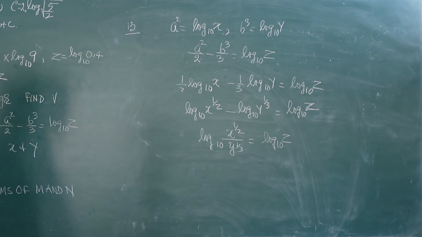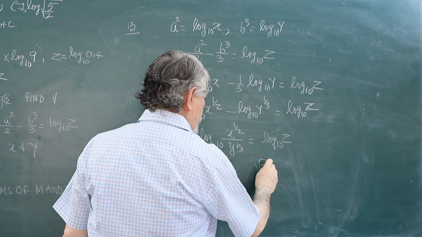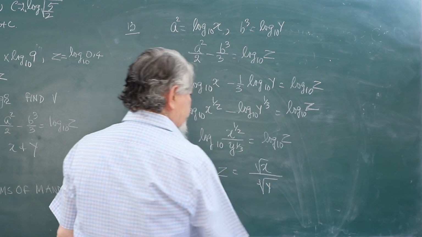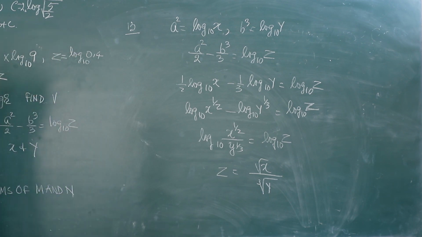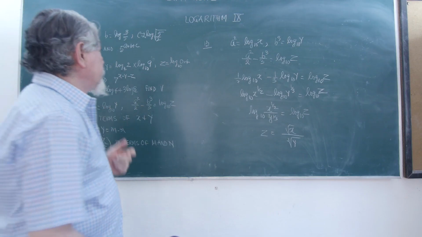When we remove log from both the sides, we'll get z equal to under root x upon cube root of y, x to the power half upon y to the power 1 by 3. So we have expressed z in terms of x and y. That is the method to do it. Now after this, question number 14.